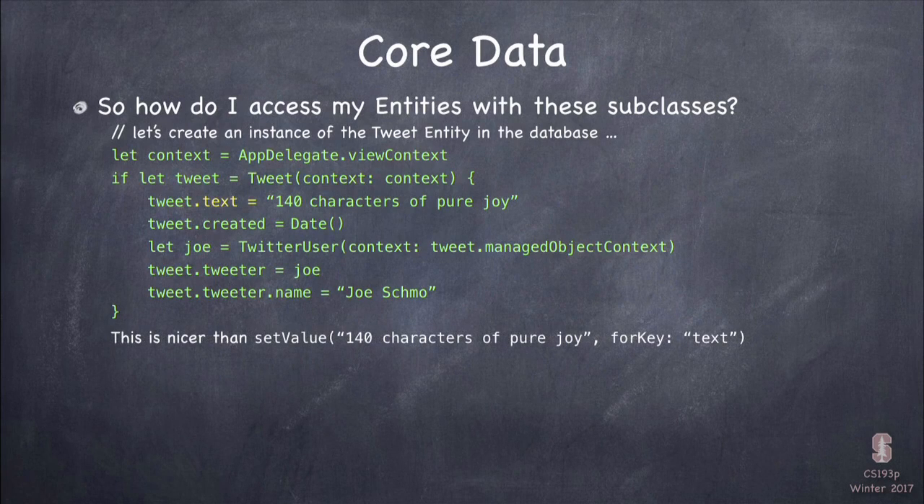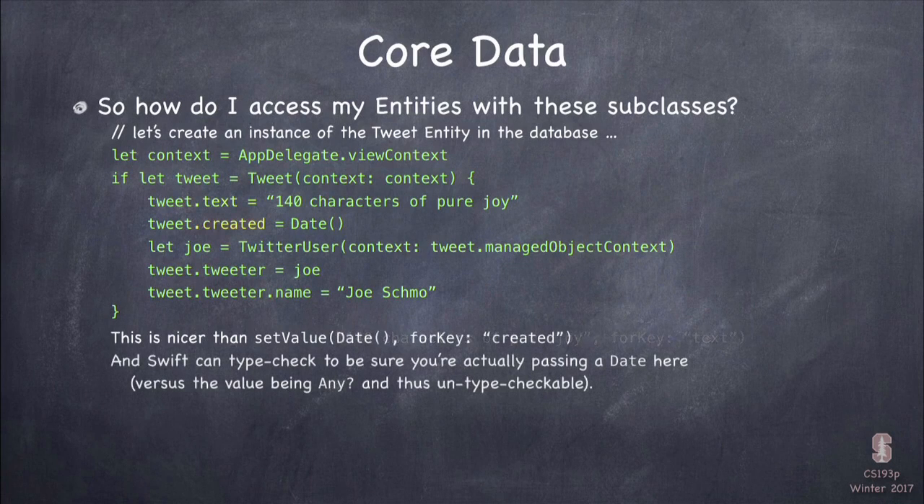And then here, I'm setting the text to be 140 characters of pure joy. And I don't have to say setValue 140 characters of pure joy for key text and have all these literal strings like text in there and this untyped thing. I just say tweet.text equals that. And same thing here with created. Again, it's typed, so we don't even have to worry. If we tried to say tweet.created equals "hello", Swift would say no, created is of type Date, so you can't do that. It type checks everything and finds all our possible errors.